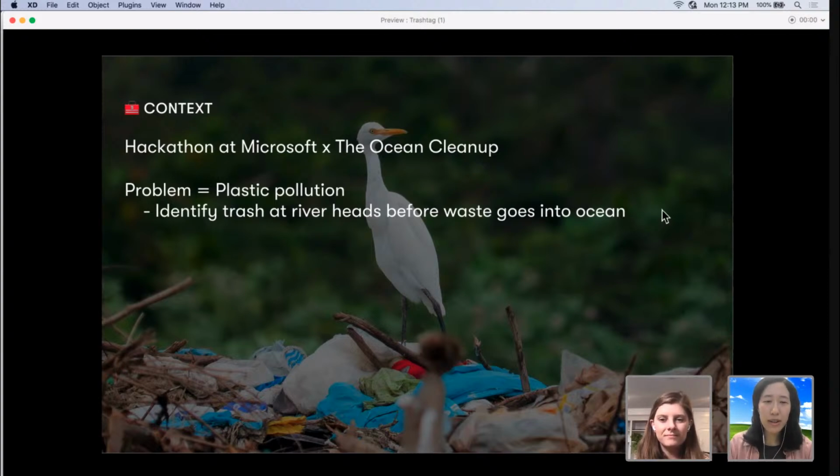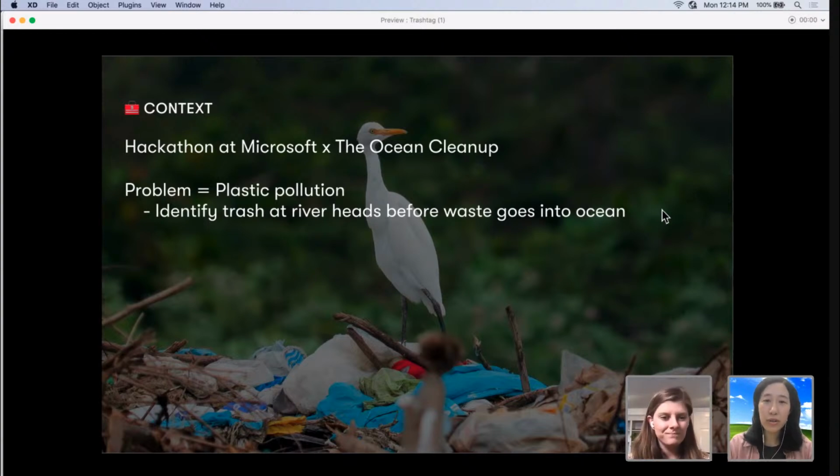So the problem is that when plastic goes into the ocean, it starts disintegrating into microplastics. These are very tiny pieces of plastic, and at that point, it starts sinking. I think the majority of plastic waste is actually at the bottom of the ocean at that point, when it's so small. And that makes it really hard and really inefficient to clean up.